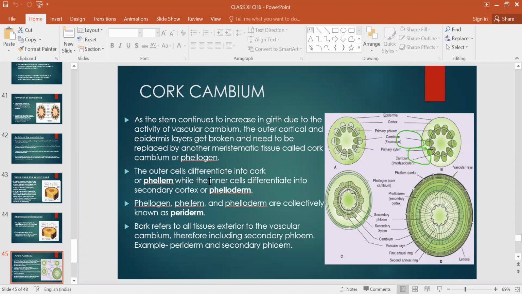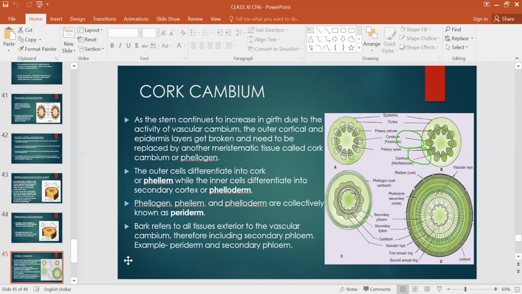Now, the outer cell differentiates into cork or phellem, while the inner cell differentiates into secondary cortex or the phelloderm. Children, this cork cambium or phellogen also starts cutting out cells on the inner side as well as the outer side. So the outer cells form the phellem, and the inner side gets differentiated into phelloderm. Together, the phellem, phellogen and phelloderm are known as periderm.